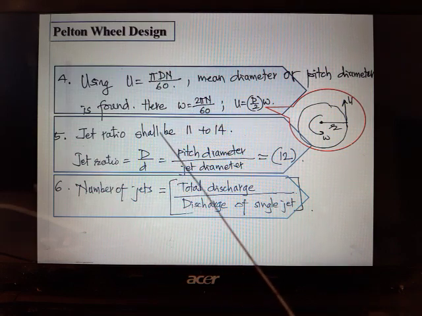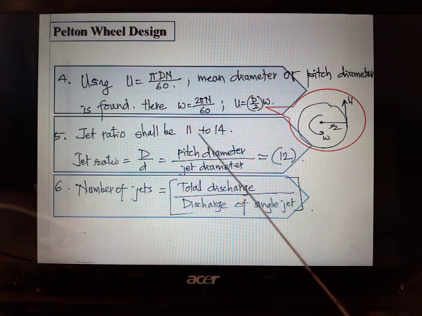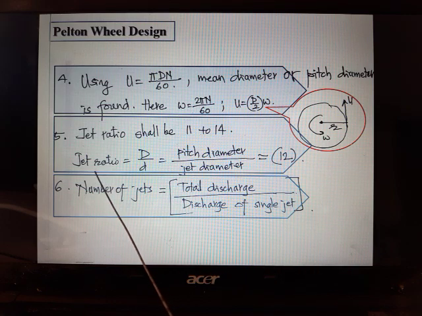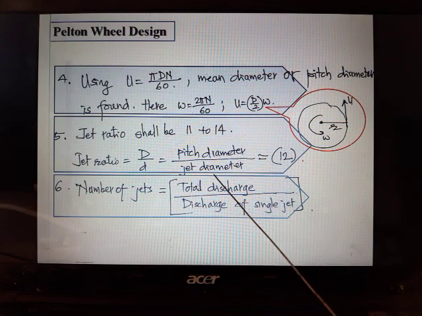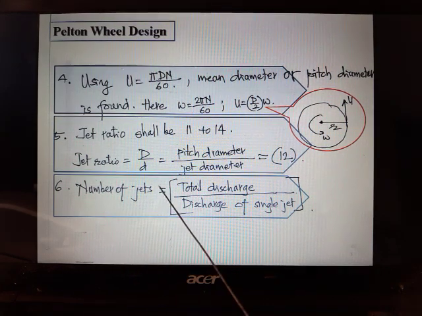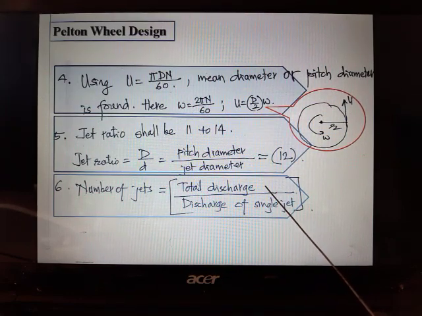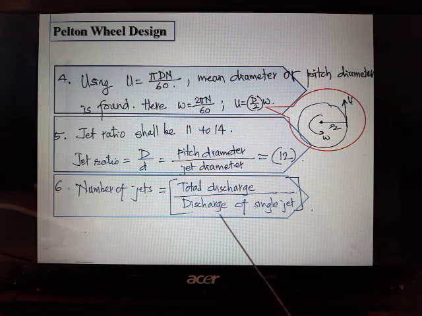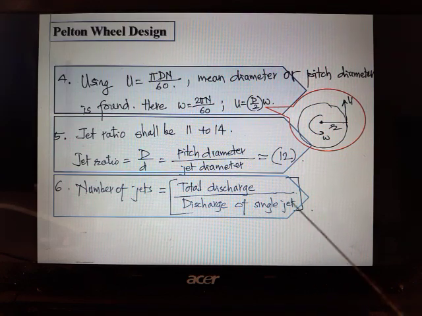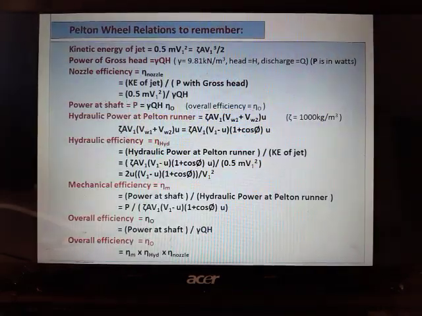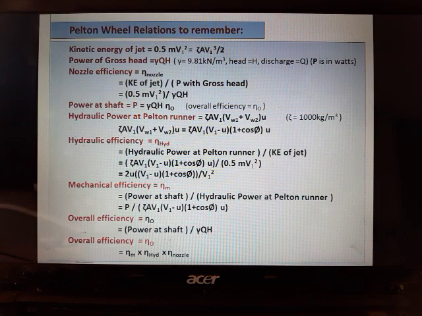Then there is a jet ratio which is in the range of 11 to 14. It is nothing but pitch diameter D divided by jet diameter small d. The number of jets will be calculated as total discharge required for generation of power divided by discharge of each single jet. So these are the efficiency equations already seen.